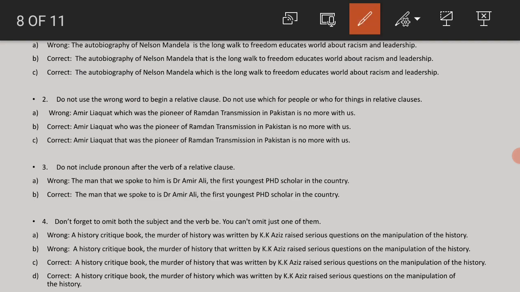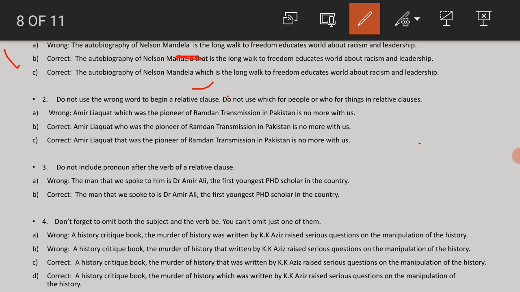The autobiography of Nelson Mandela is The Long Walk to Freedom, educates world about racism and leadership. Here there is a lack of relative pronoun, so the correct sentence should be: the autobiography of Nelson Mandela, that is The Long Walk to Freedom, educates world about racism and leadership. Here we can use which as well, because which can also be used for things.